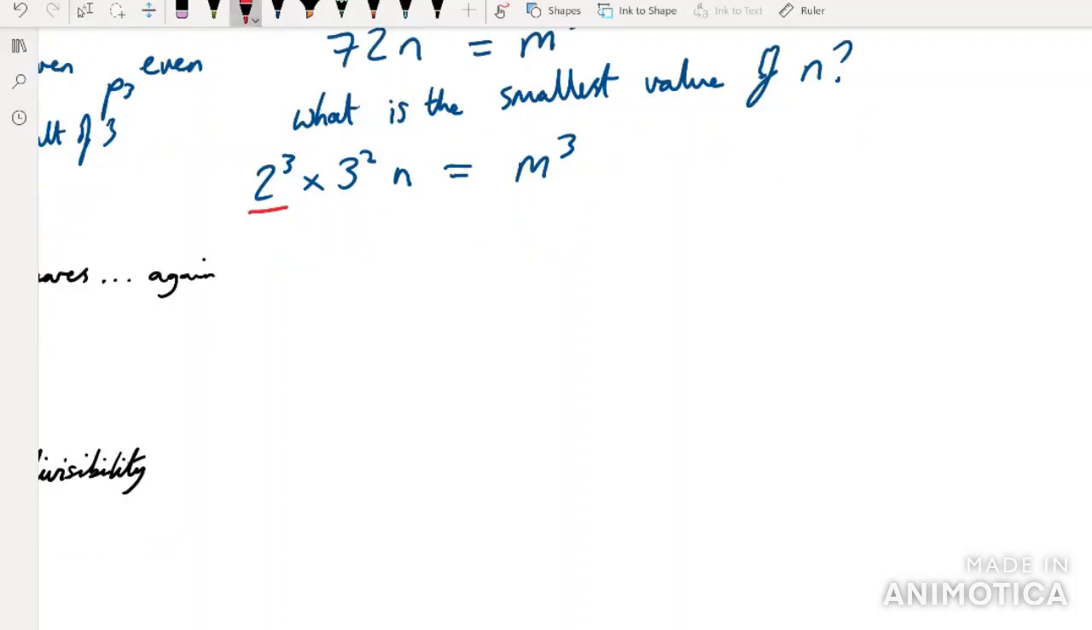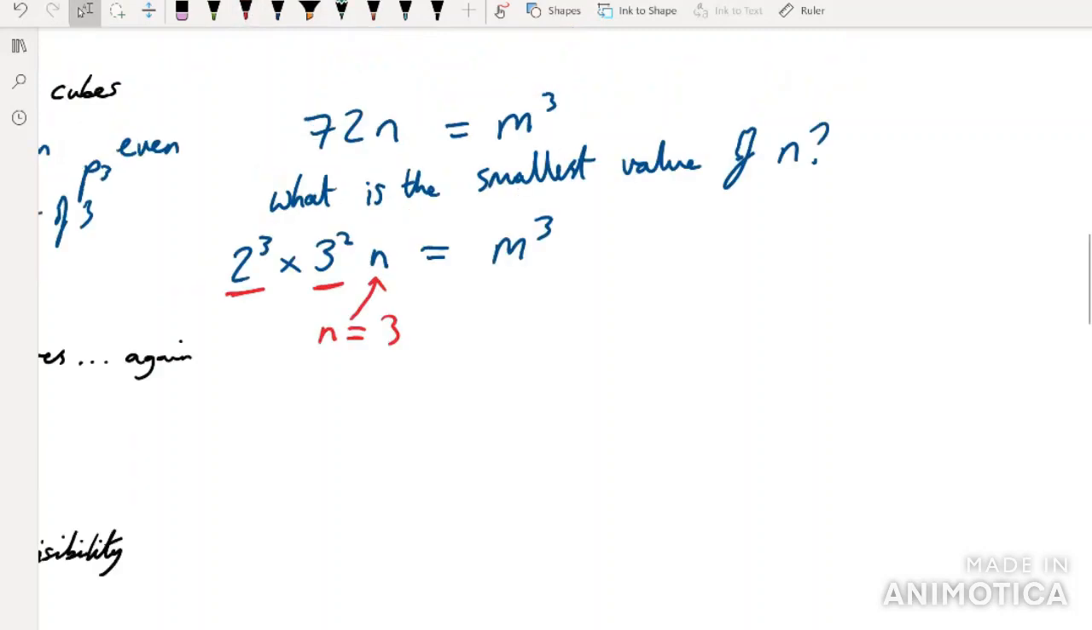Well, we've already got 2 being a multiple of 3, so that's not a problem. But for 3, we've only got 3 squared. So we must be able to get another multiple of 3 somewhere. And in this case, the only place it can be is n. But that's also all we need. So if we have n equals 3, then the left becomes 2 cubed times 3 cubed. And so that's the smallest value of n. And just to show it works, we get m cubed equals 2 cubed times 3 cubed, which is 216, which is equal to, I believe, 6 cubed.